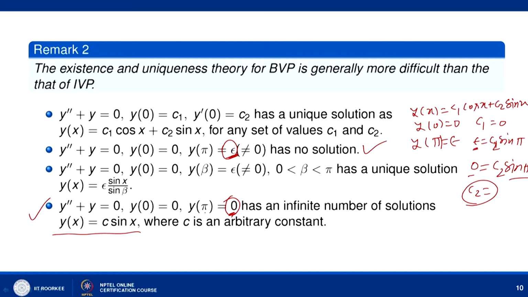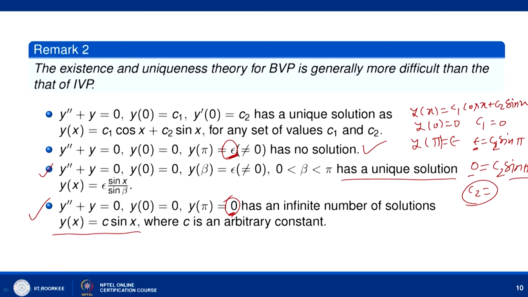Now look at the next example, that is y double dash plus y equal to 0, y(0) equal to 0, and y(beta) equal to epsilon. Here beta is any number between 0 and pi, and you can say that it has a unique solution, and the solution is given as y(x) equal to epsilon sin x upon sin beta. That you can also get from this.